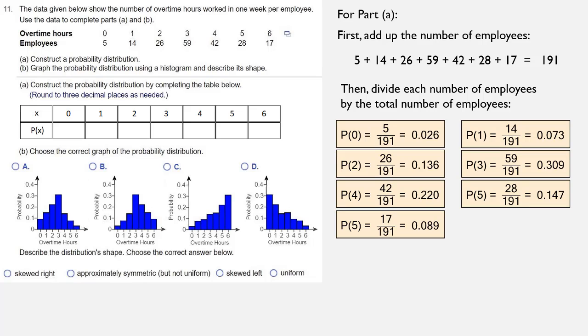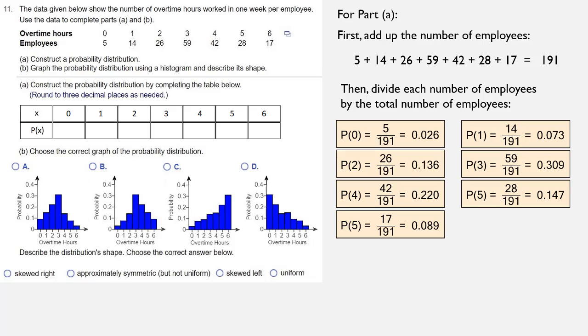So when we look at our values from part A, the highest value was when x was 3. The probability of 3 was 0.309. That means we're looking for a graph that has its highest bar when x equals 3. There are 2 graphs that have the highest bar when x equals 3. Those are graphs A and B. So immediately we can eliminate graphs C and D.